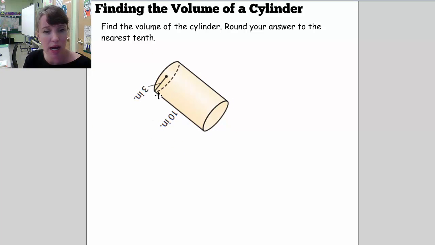So what I do is I identify what the base is, which would be right here. Here are the two bases, one base and another base. And I look at the radius of this base. And then I identify what we call the height.